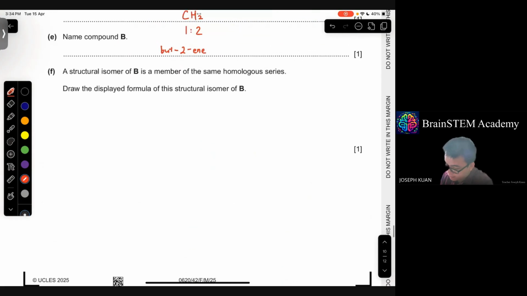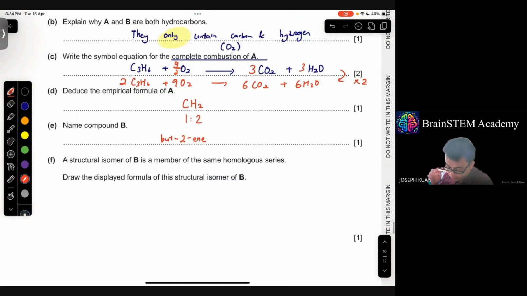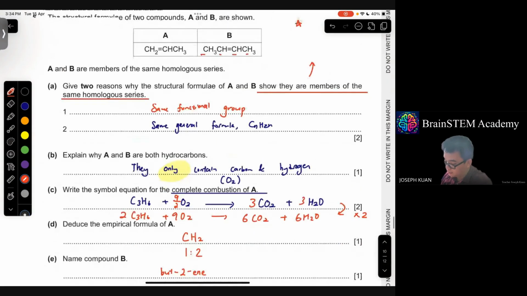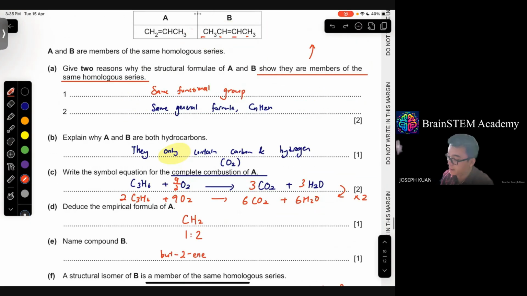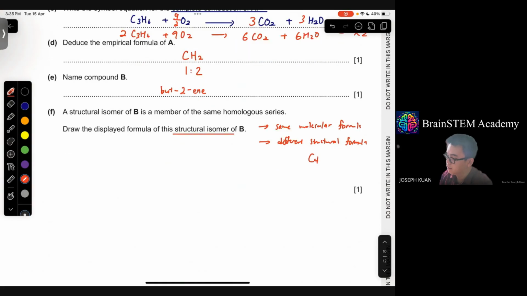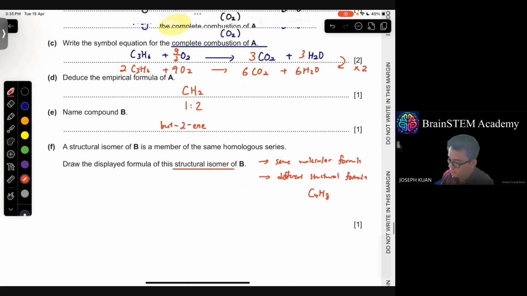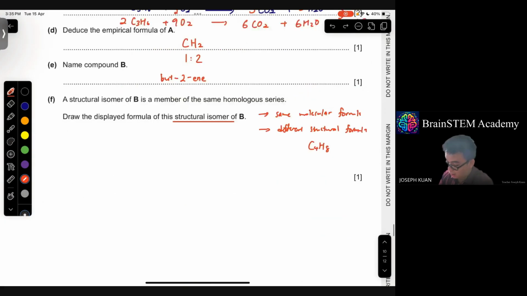Now, F. A structural isomer of B is a member of the homologous series. Draw the displayed formula of the structural isomer of B. Structural isomers refer to covalent molecules with the same molecular formula but different structural formula. In that scenario, it will have the same molecular formula, which is C4H8. Now, what will be the version of it? It will be but-1-ene. So instead of the carbon-carbon double bond on the second carbon, it will be on the first carbon.